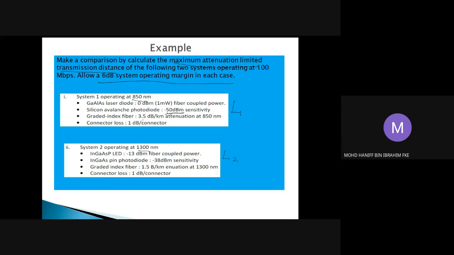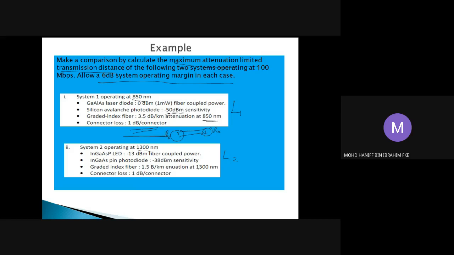The loss induced by the green fiber is 3.5 dB per kilometer attenuation at 850 nanometer, and the loss of connectors is 1 dB. Connectors basically should be 2, because they are the connectors between the transmitter and the fiber optics. This is your fiber optics. So we have 2 connectors. The first one is between your transmitter and the fiber. The second one is at the end between the fiber optics and the receiver. So in this particular case, you have 2 connectors, one for the input and one for the output.